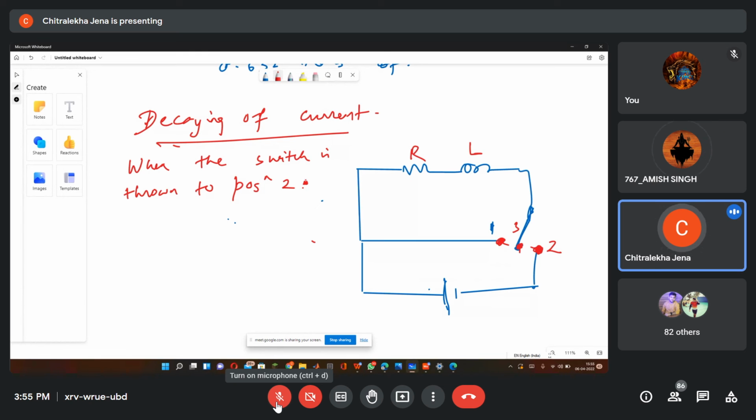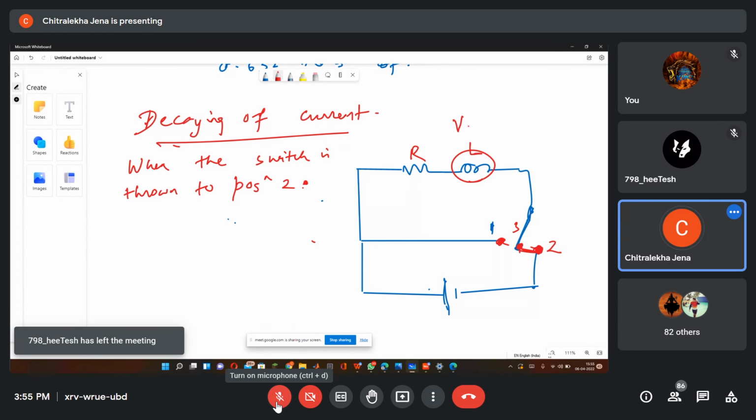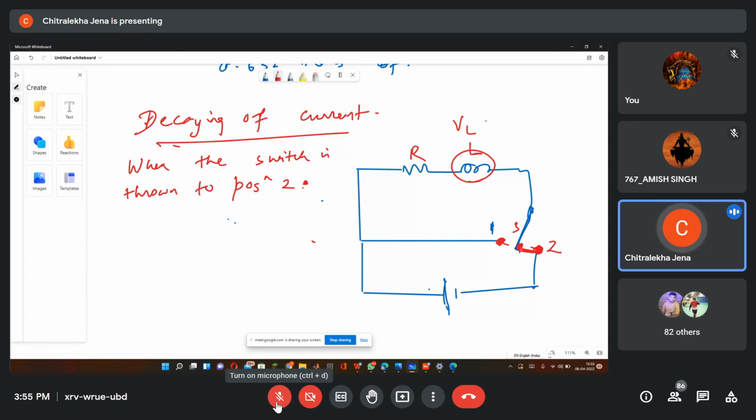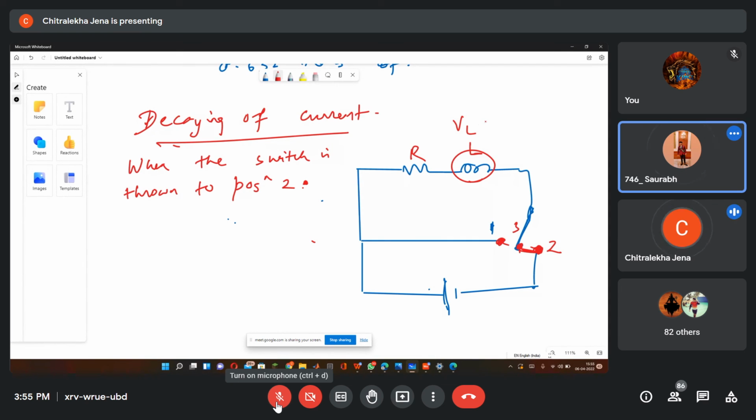Listen all of you very carefully. During the rising of the current, what happens after a long time the switch has been closed? I have closed the switch a long time. What happens to this inductor? Inductor voltage will be equal to how much? Look at your circuit. Look at the previous one and tell me. The voltage is 0.